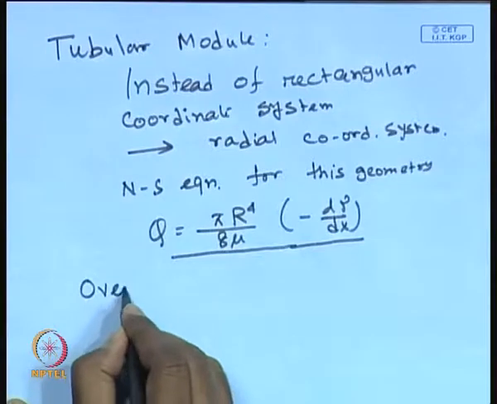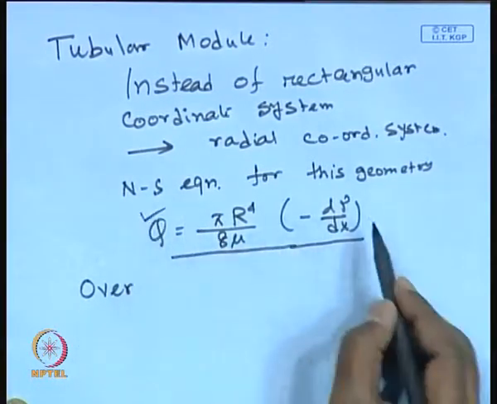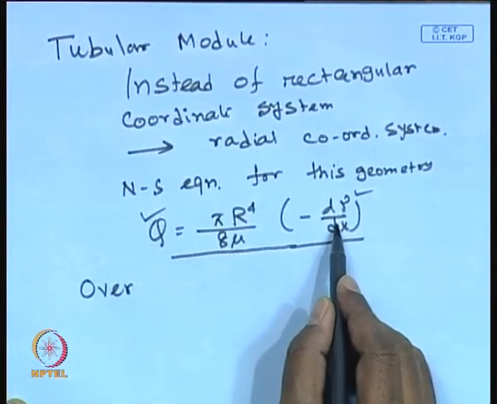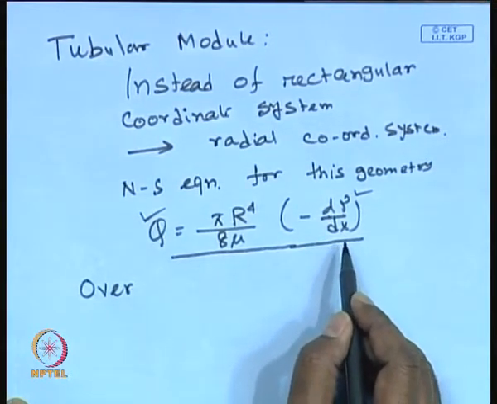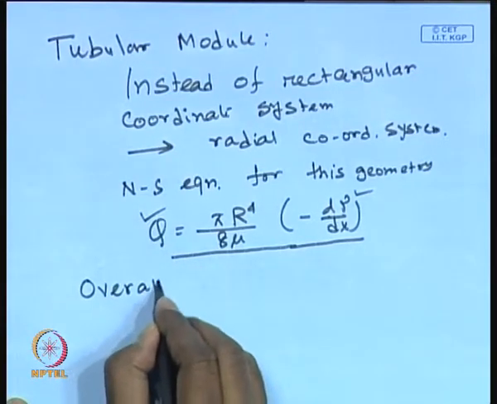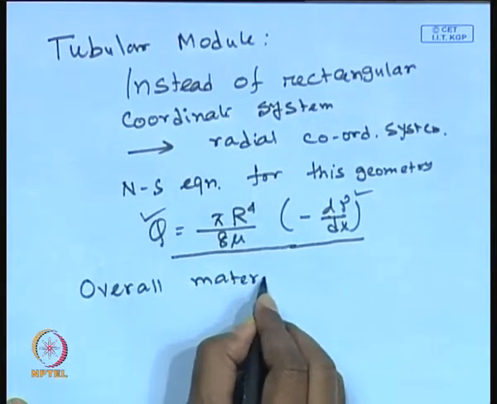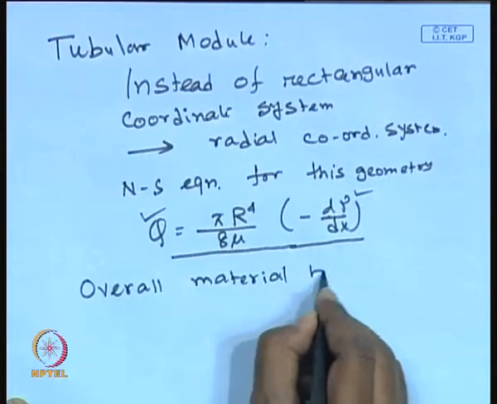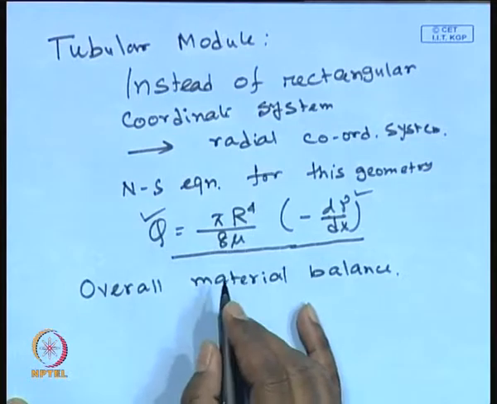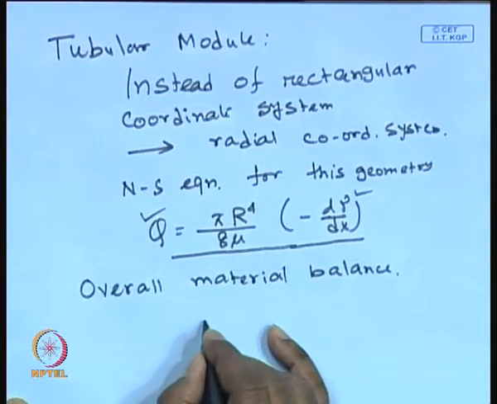Again you do an overall material balance. So this gives a relationship between Q and dp dx, and we have already seen that dp dx is nothing but d delta p dx, that is the transmembrane pressure drop. Now, overall material balance over a differential element, again we will do over a differential element.